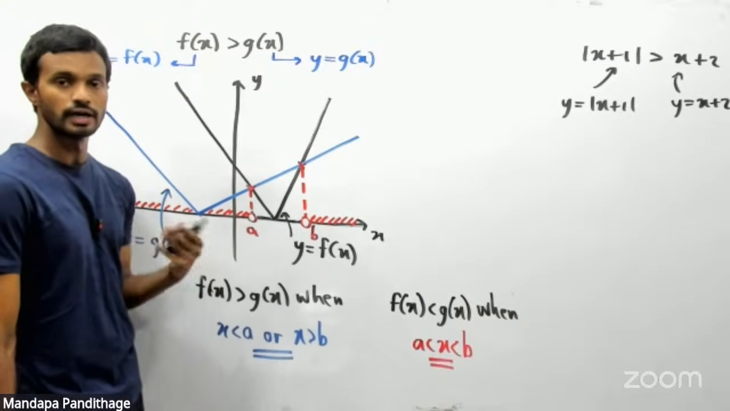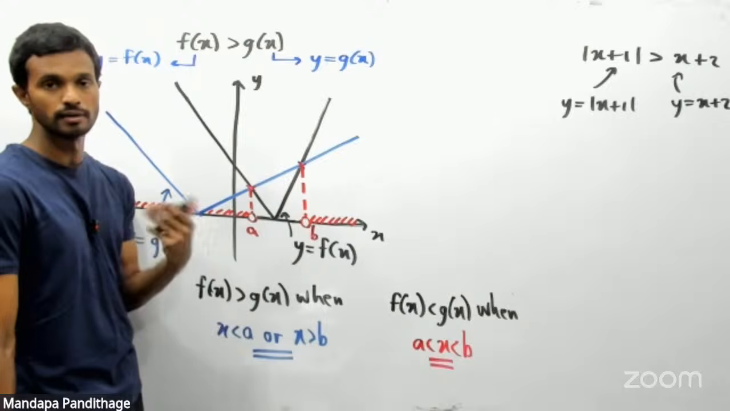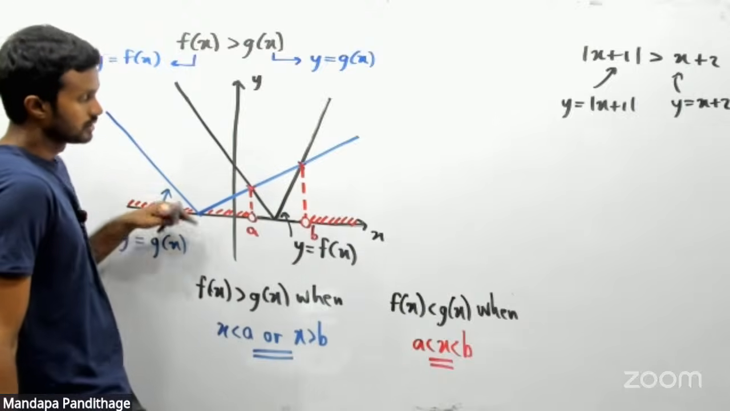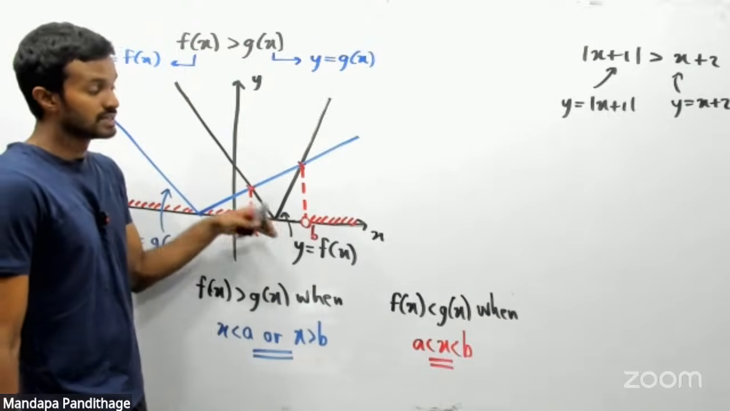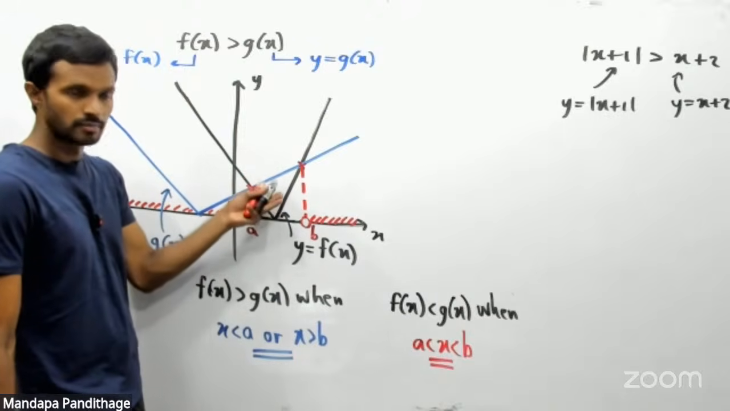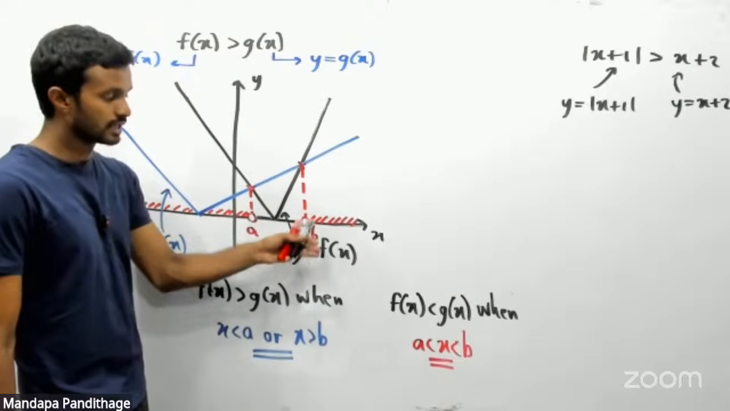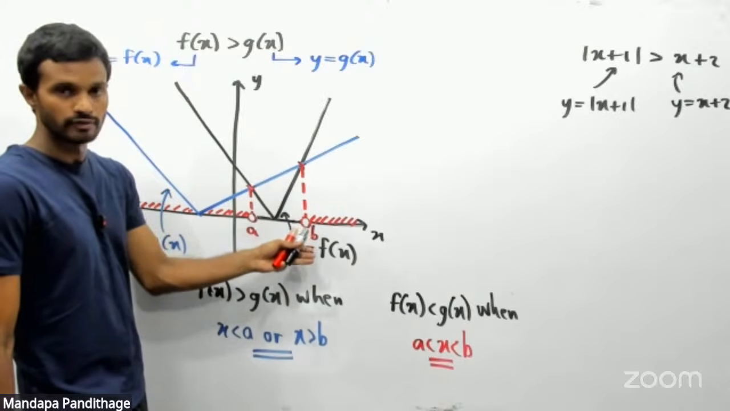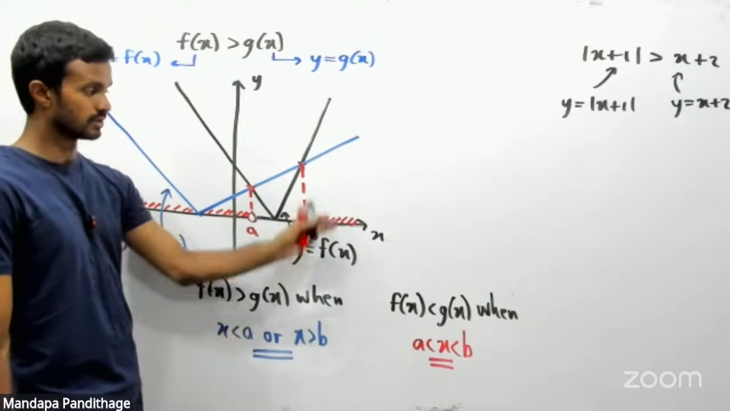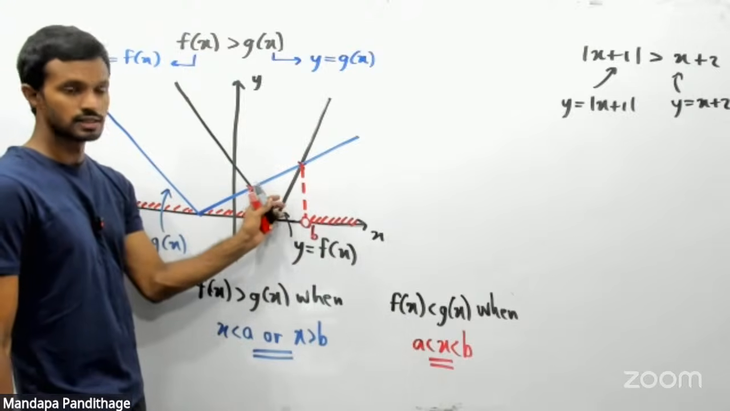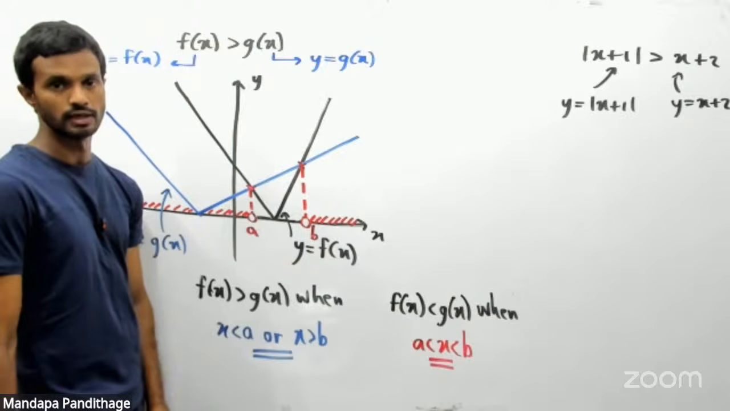Here I told you greater than means the function which is located above. So in this region, fx is above, means fx is greater. In this region, gx is above, means gx is greater. Again, after this point of intersection, fx is above, means fx is greater. Here fx is greater, here gx is greater, here fx is greater.